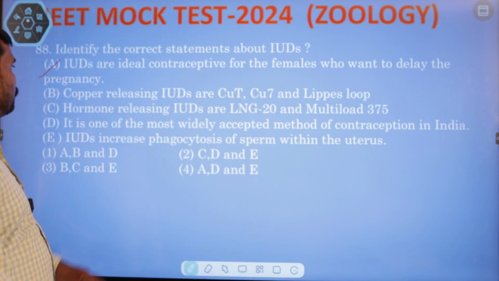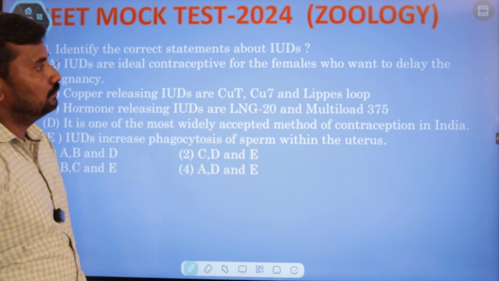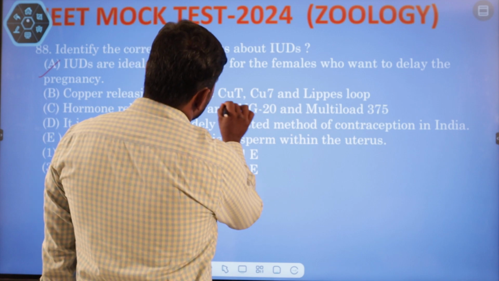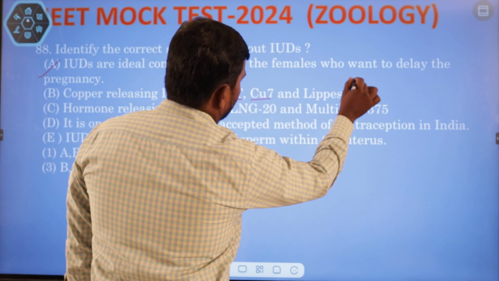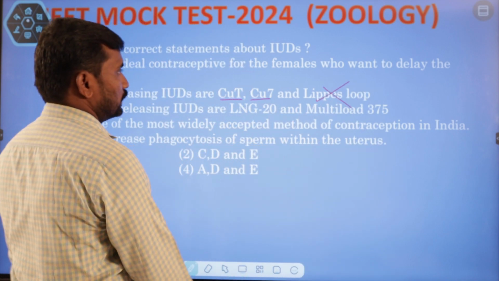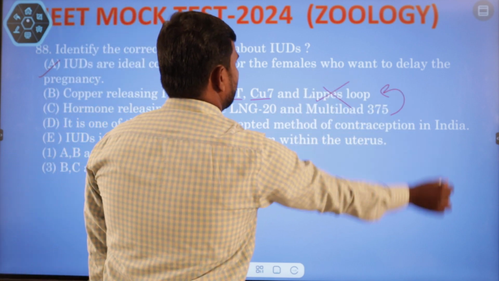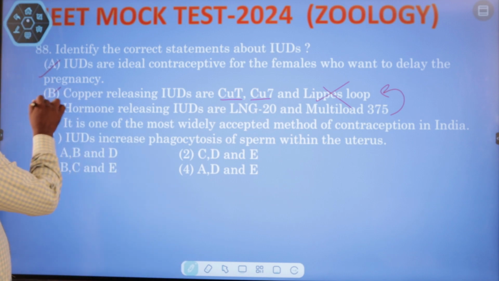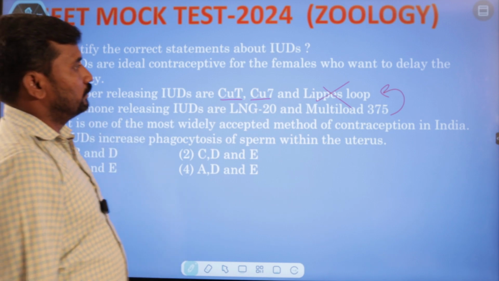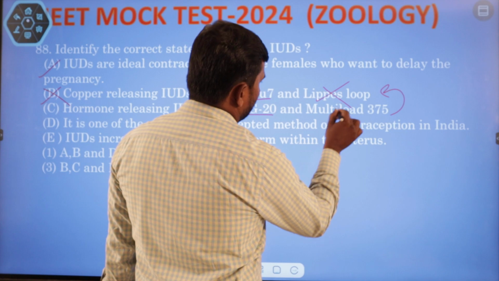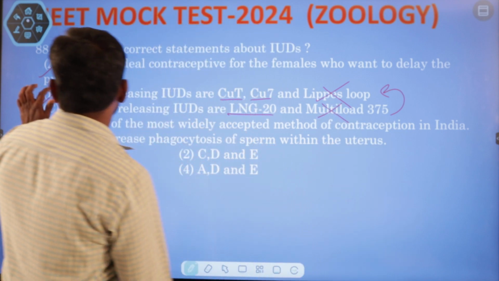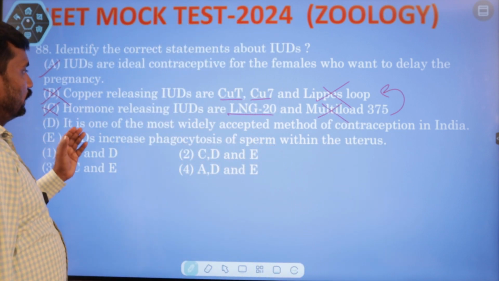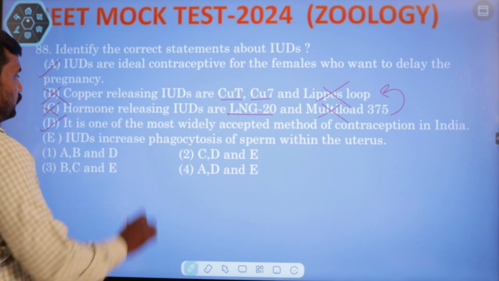But when you come to statement number 2, copper releasing IUD, very well, CuT is correct, Cu7 as well, but Lippes loop is non-medicated. Instead of Lippes loop, what will come? Multiload 375 is the correct answer. So Lippes loop being medicated is the wrong statement. Hormone releasing IUD, LNG-20 is correct, and progesterone is correct. So that statement C is also relevant. It's one of the most widely accepted contraceptive devices.